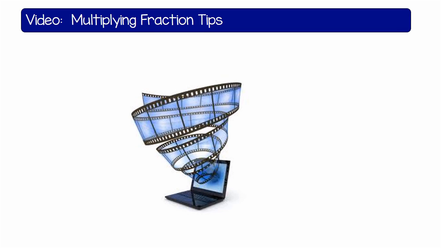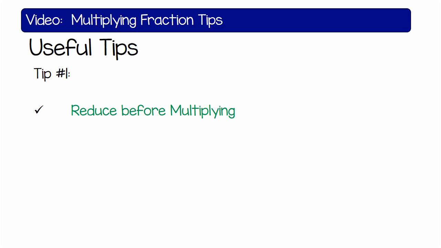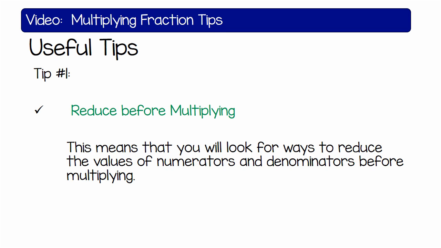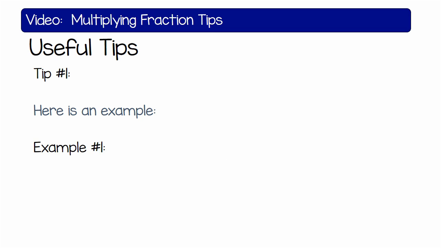Tips for helping you multiply fractions. Tip number 1, always reduce before multiplying. This means that you will look for ways to reduce the values of numerators and denominators before multiplying. What does this mean? Here is an example.